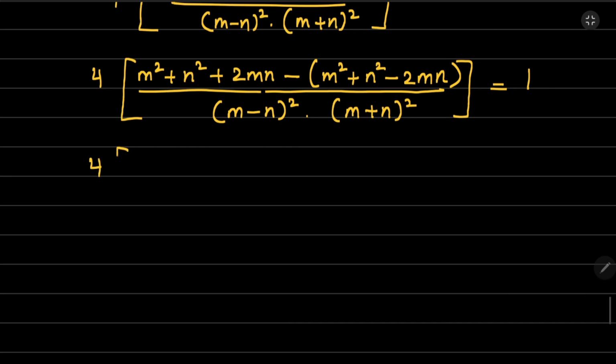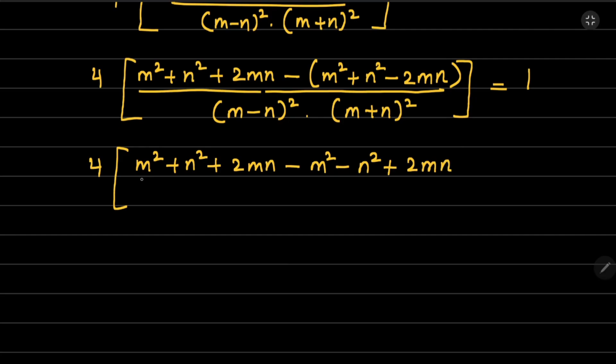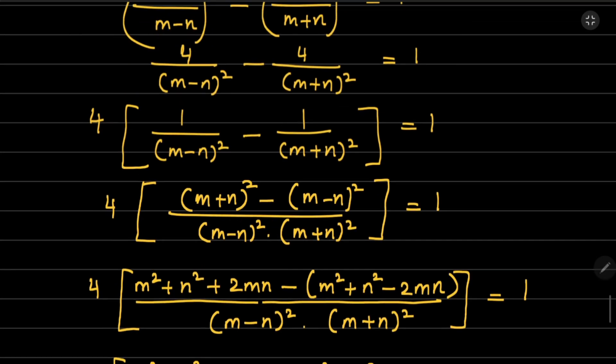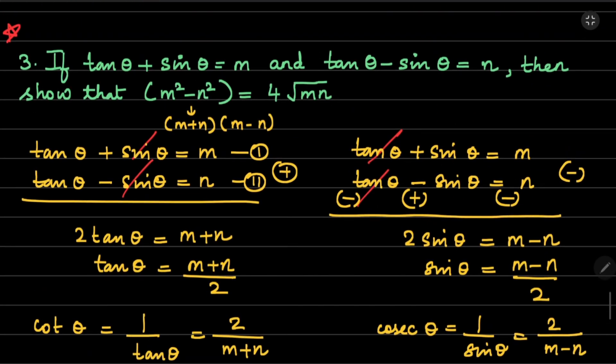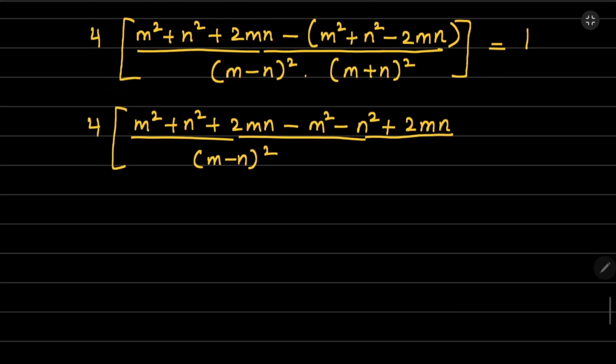Okay, so 4 common. Here you'll have m square plus n square plus 2mn minus m square minus n square. Minus into minus is plus 2mn whole divided by, again the denominator remains as it is, m minus n the whole square, because we do need this. So let it be as it is, m minus n the whole square multiplied by m plus n the whole square. Let's see how it gets cancelled.